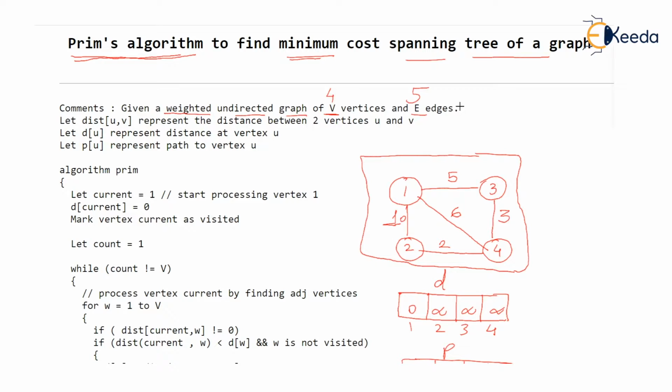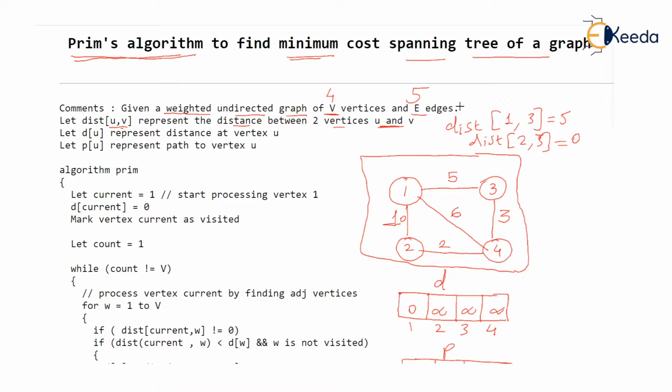And let dist(u, v) represent the distance between two vertices u and v. For example, in this graph, if you are asked what is dist(1, 3), then it is going to be 5, because you can see that there is an edge from 1 to 3 and the distance between 1 and 3 is 5. But if you are asked what is dist(2, 3), you will notice that there is no edge from 2 to 3, hence there is no distance. Then we will say the distance between 2 and 3 is 0.